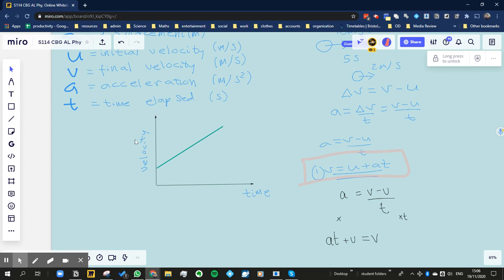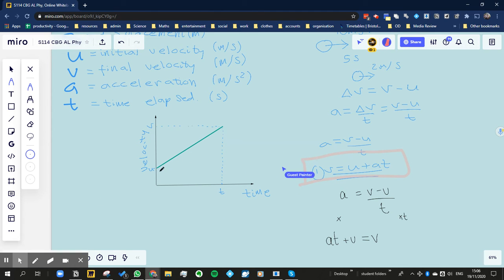Now we can demonstrate this on the graph by saying that bit there would be u, and this bit, if we draw a dotted line, would be v. Does that make sense? And this bit down here, because this is how long it took to go from u to v, would be our t, right? Does that make sense?